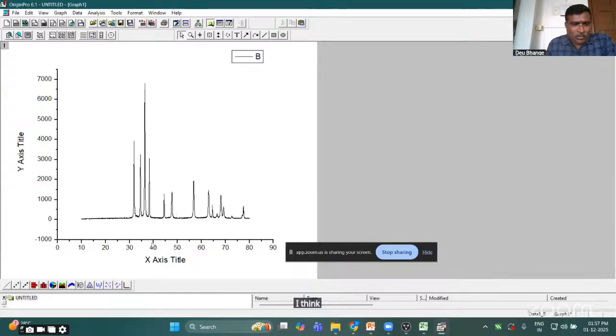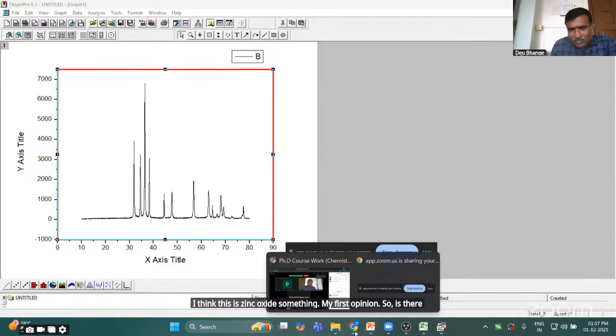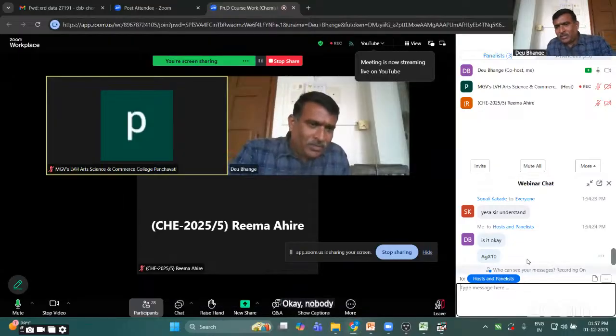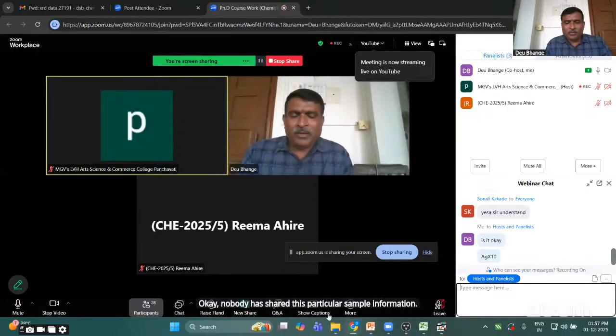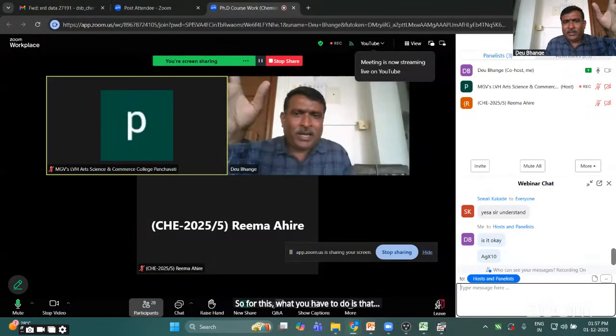I think this is zinc oxide, something like that, my first opinion. So is there sample information available? Let us check. Okay, nobody has shared this particular sample information. But if Ag is there, we can check whether it is Ag or Ag oxide. So for this, what you have to do is that you can either download.